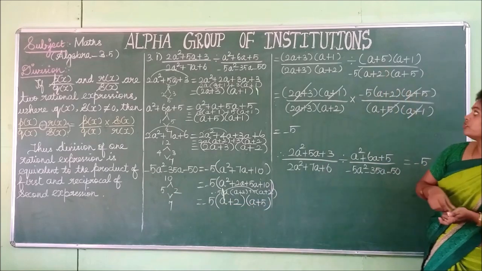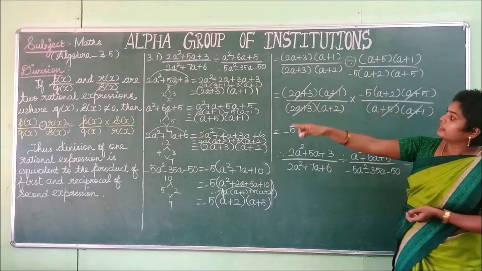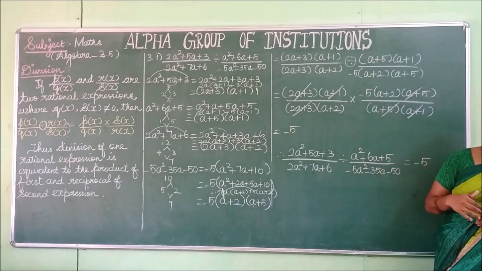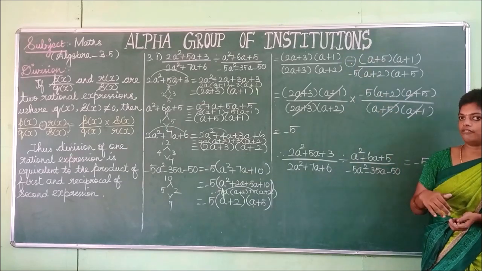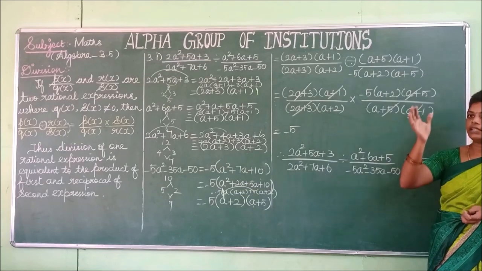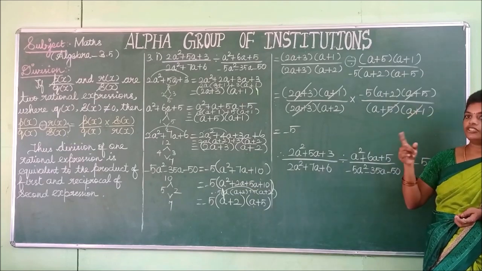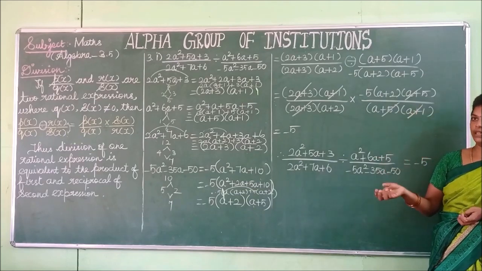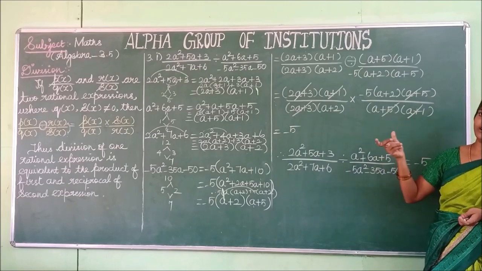Now you have to change the sign. Look at that first. p of x by q of x divided by r of x by s of x can be rewritten as: first term will be written the same, sign changing, division will be changed into multiplication. After that you change the term.